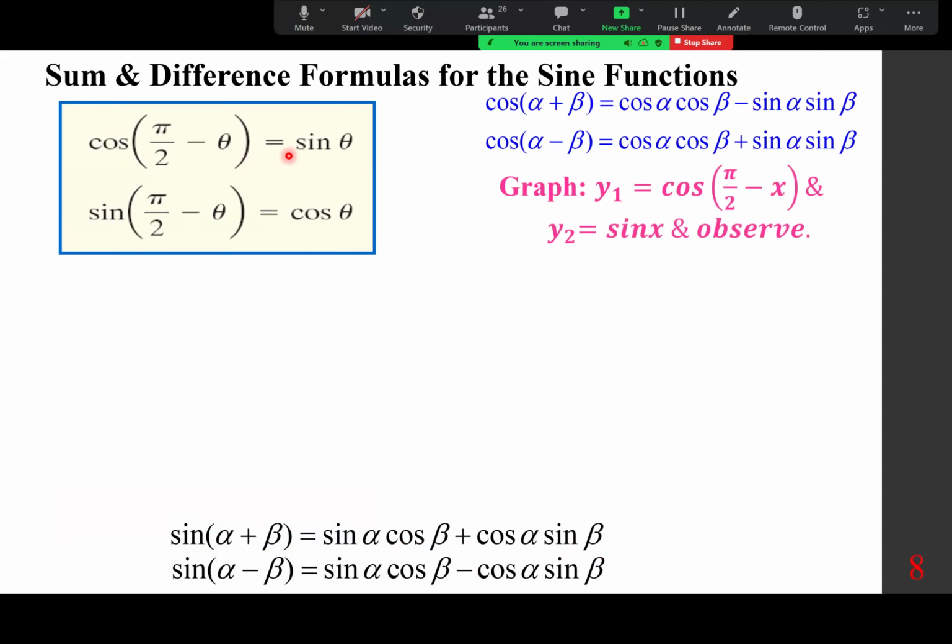Cosine of pi over 2 minus theta equals sine theta. Sine of pi over 2 minus theta is cosine theta. Those are co-functions. Remember, cosine and sine are co-functions. If the two angles add up to pi over 2, sine of one becomes cosine of the other. Tan of one becomes cotangent of the other. Okay, co-functions.